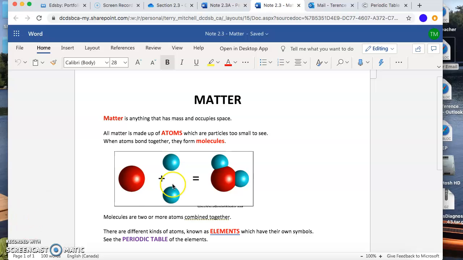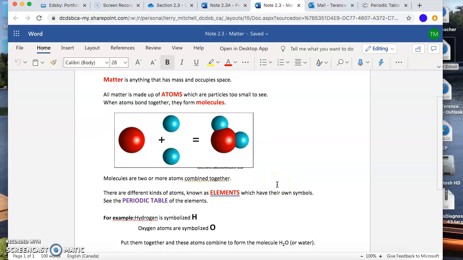So if you look at the diagram here, this very well might be a diagram for water. So this could be an oxygen atom, and if these two blue ones are hydrogen atoms, if they bond together, they form this thing. This is a molecule. A molecule is something with more than one atom. So this here could very well be water, H2O. So two hydrogens and one oxygen. So here we have hydrogen atoms, oxygen atom. When they bond together, we get a molecule.